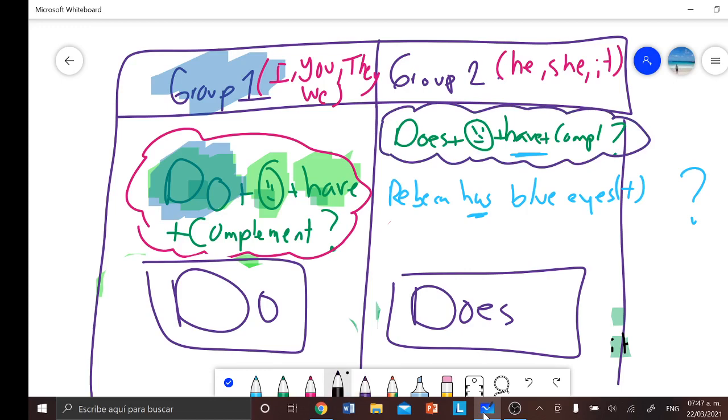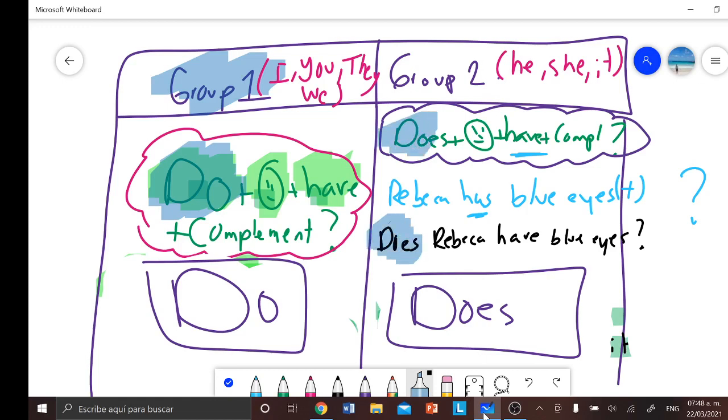So pretty much, over here, my question will be, Does Rebecca have blue eyes? Rebecca tiene ojos azules? That's my question, okay? And then if the answer is affirmative, I will have to say Rebecca has blue eyes or Rebecca doesn't have blue eyes, yeah? Entonces, here it is. Does, subject, have, complement, and I close it with the question mark y lo cierro con el signo de interrogación. Okay?